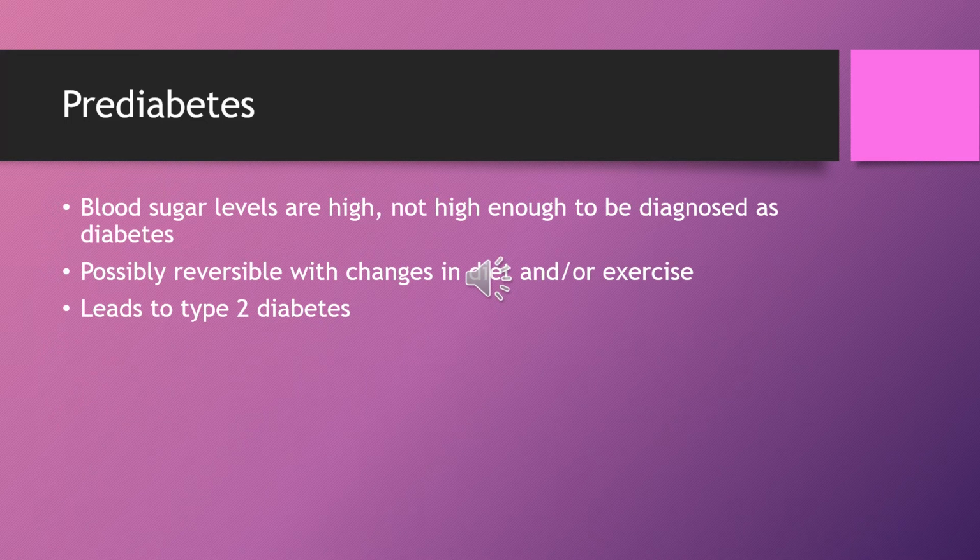Prediabetes. In prediabetes, blood sugar levels are high, but not high enough to be diagnosed as diabetes. It is possibly reversible with changes in diet and/or exercise. Prediabetes often leads to type 2 diabetes.